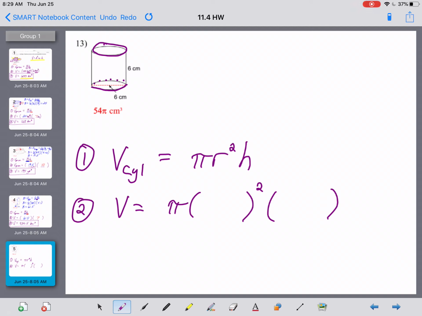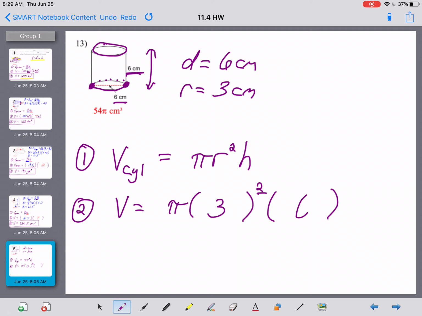Well, as we look at it here, guys, they didn't really give us a radius, but they did give us the distance from the left edge to the right edge of that circle was 6 centimeters. That 6 centimeters is your diameter. And if your diameter is 6 centimeters, your radius is always going to be half of that, which is 3. So the radius is 3. Don't forget to square that. And the height of this cylinder is the distance between the 2 bases. And in this case, although not always, that is the vertical distance right here of 6.